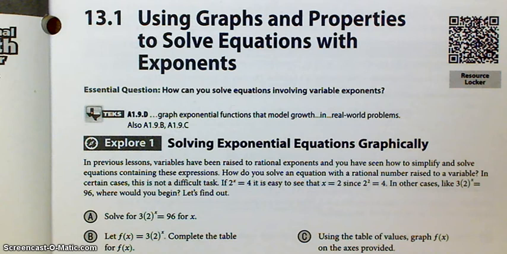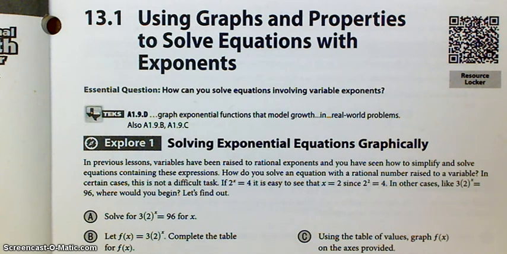All right. It says that in previous lessons, variables have been raised to rational exponents, and you've seen how to simplify and solve equations containing these expressions. How do you solve an equation with a rational number raised to a variable? In certain cases, this is not a difficult task. If 2 to the x equals 4, then it's fairly easy to see that the x is 2, since 2 squared is 4. In other cases, like 3 times 2 to the x equals 96, where would you begin in order to figure out that x? Well, that's what we're going to do, so let's find out.